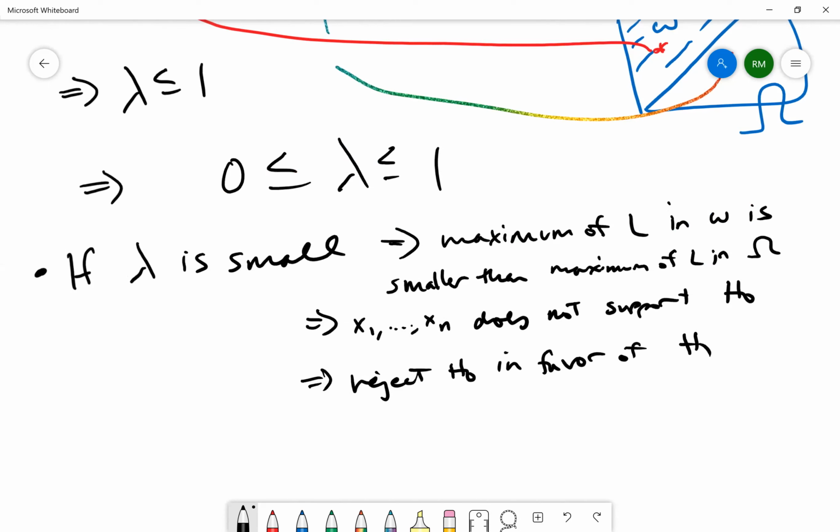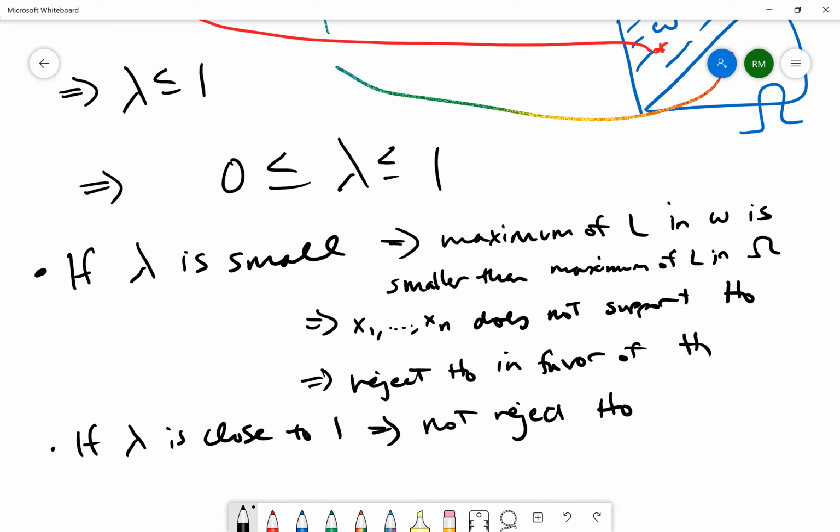Think of this as some kind of probability. If lambda is very small, this is suggesting that the probability of our sample landing in little omega is very small. But if lambda is close to 1, this would lead us to believe that we should not reject H0. Okay, so that's kind of the idea.